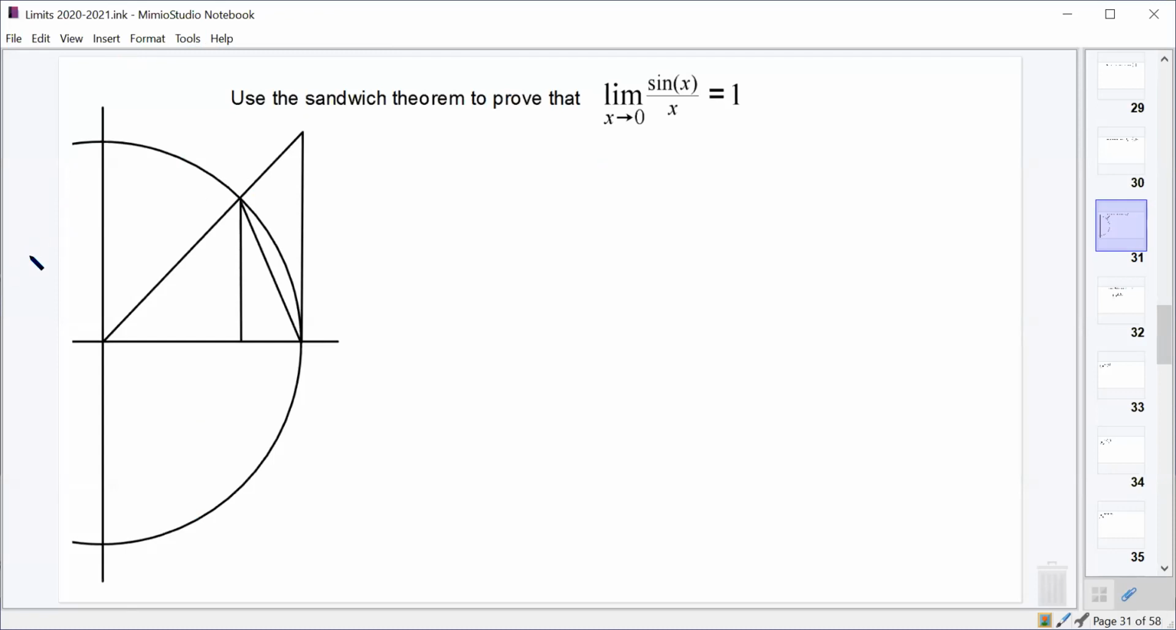Let's start off using the sandwich theorem, which we should now be at least moderately familiar with, to prove this limit. The limit as x approaches 0 of sine x over x equals 1. This little picture drawn here with a circle on an axis and some triangles and all this good stuff, we're going to use this to prove it in conjunction with the sandwich theorem. But before we do that, we're going to go to Desmos quickly just to remind ourselves of what the graph of this function looks like.